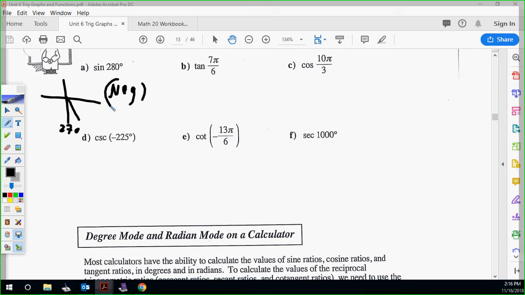Tangent of 7 pi over 6. So what I like to do is use the landmarks of 2 pi and pi. 7 pi over 6 is slightly bigger than pi. So I'm slightly bigger than pi. I'm right here, quadrant 3. Tangent in quadrant 3 is positive.